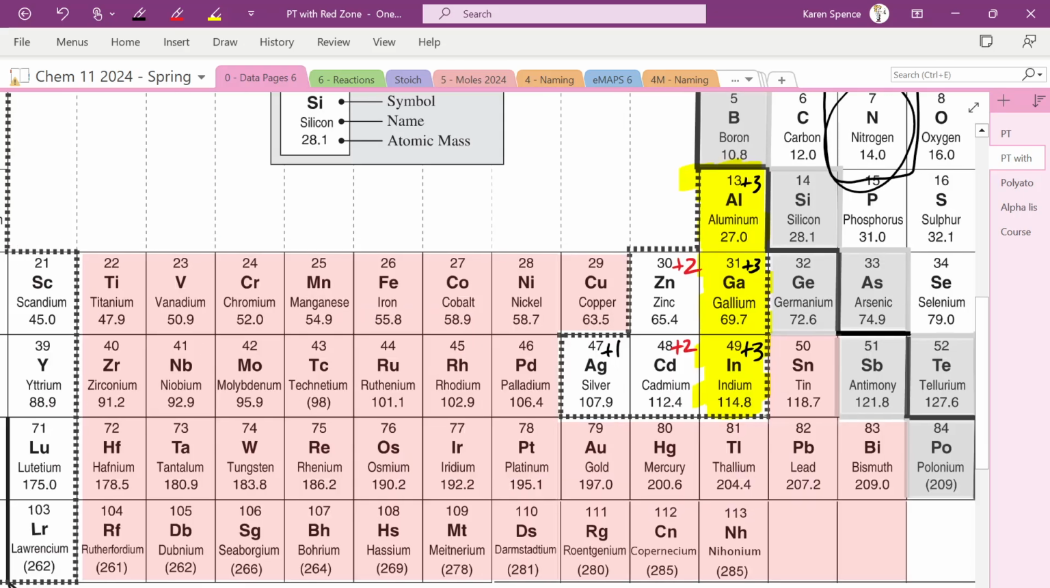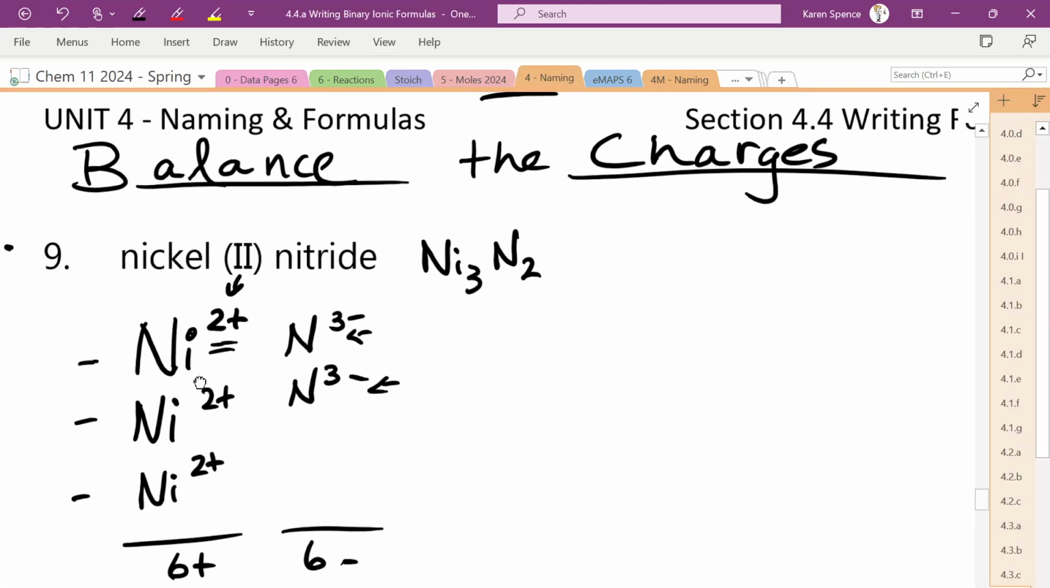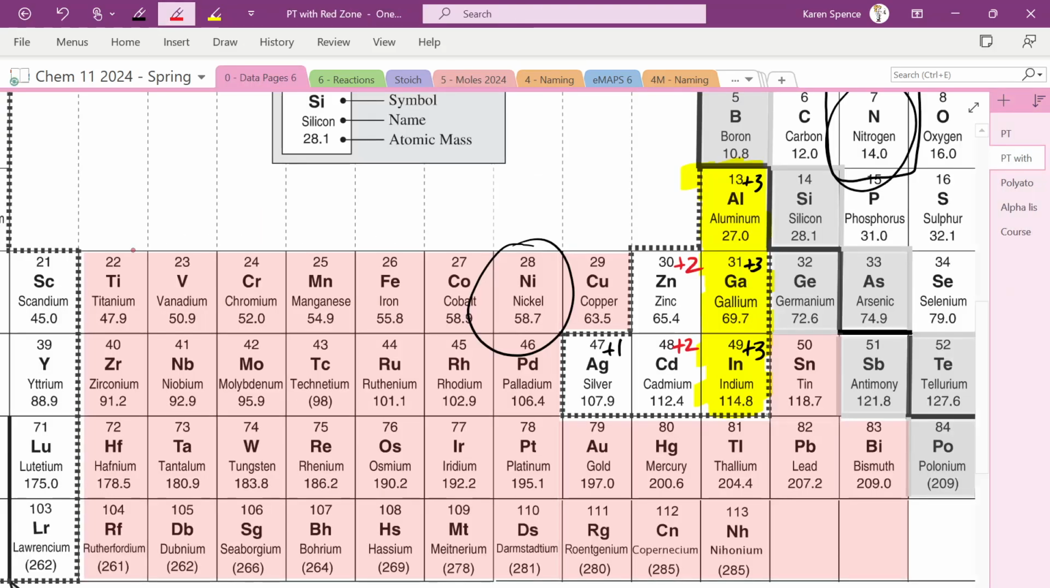The red ones? I'll tell you that in a minute. We're going to come to an example with it. Actually, we did just come to an example. Here was nickel. How did I know that it was 2+? I go to my question, and my question literally will tell me nickel is 2+. So if it is in the red zone, the Roman numeral will tell you the charge.